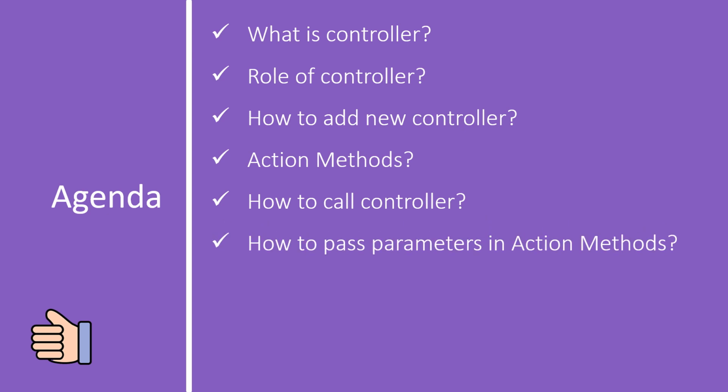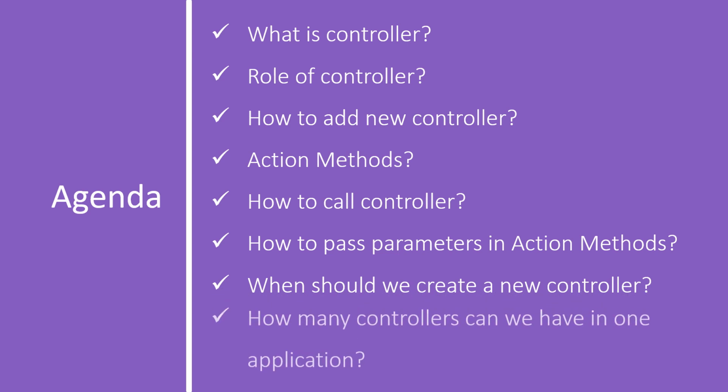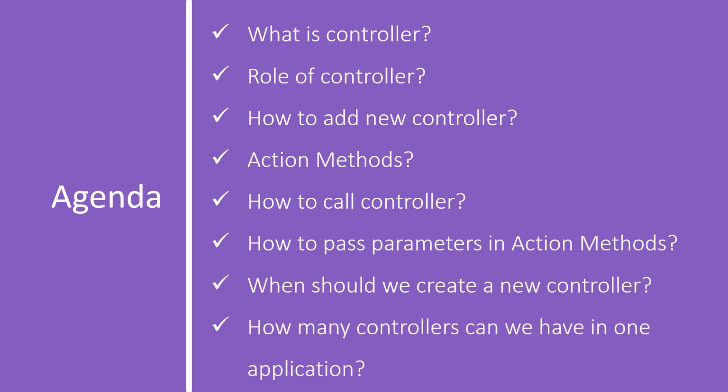How can we pass the parameters in action methods? Once we understand about the action method, then we will learn how can we pass the parameters in action methods. This is a major confusion between the developers. When can we create a new controller? And at the last we will see how many controllers can we have in one application. Should we have only one controller or should we have more than one controller, and what maximum number of controllers can we have in one application. So let's start.